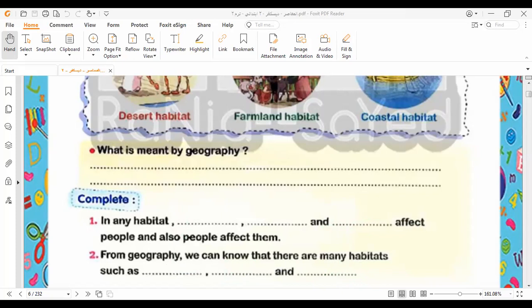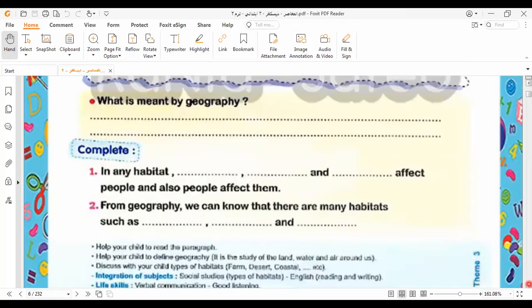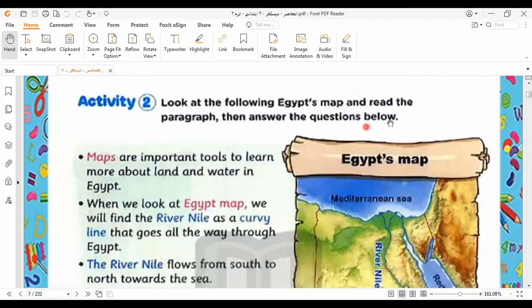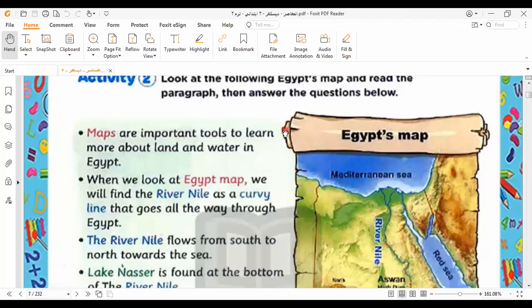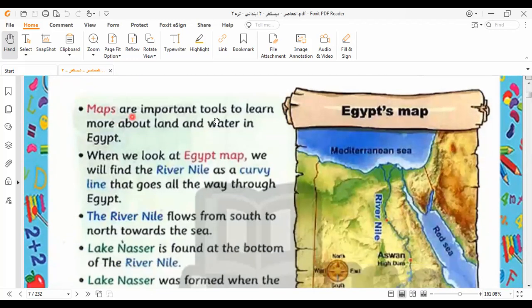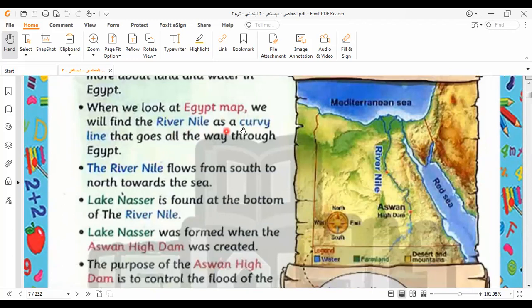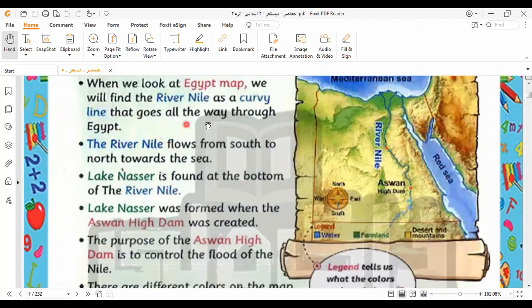Another one. Look at the following Egypt map and read the paragraph, then answer the questions below. Maps are important tools to learn more about the land and water in Egypt. When we look at the Egypt map, we will find the river Nile as a curvy line like this. This is the river Nile that goes all the way through Egypt.